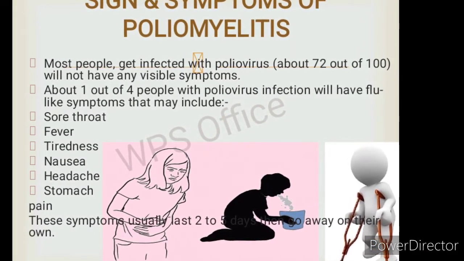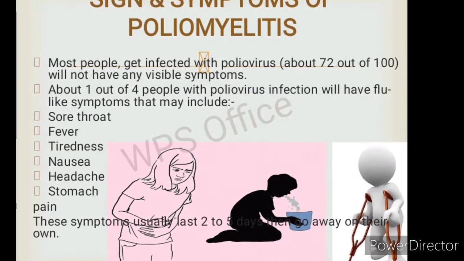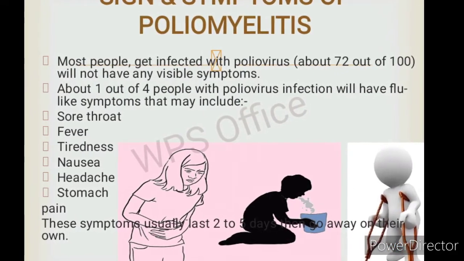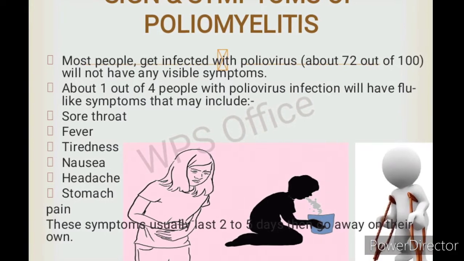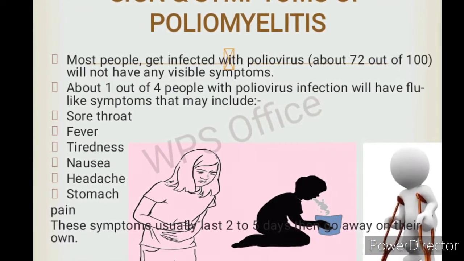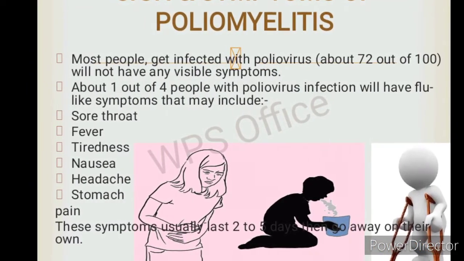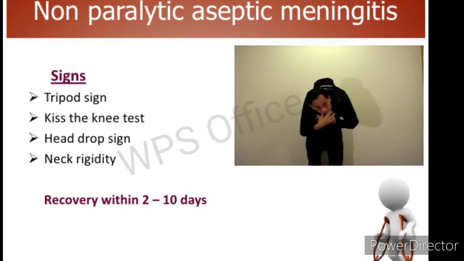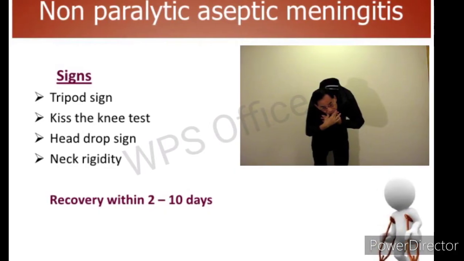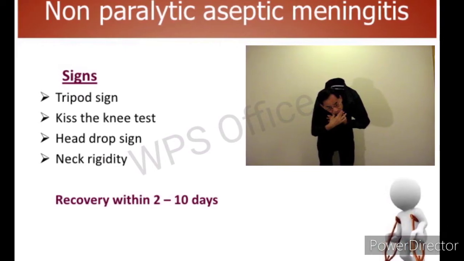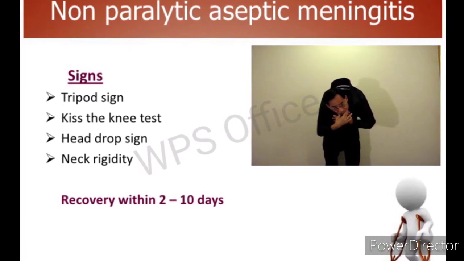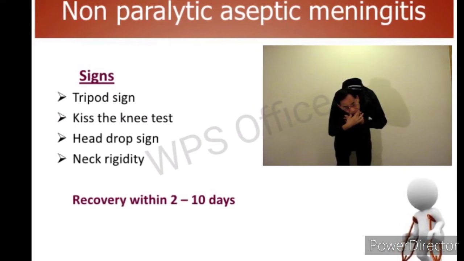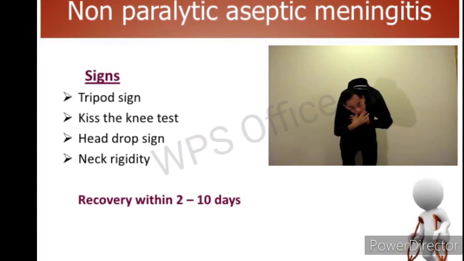1 out of 4 people with poliovirus infection will have flu-like symptoms that may include sore throat, fever, tiredness, nausea, headache, stomach pain. These symptoms usually will last for 2 to 5 days. Then in the non-paralytic aseptic meningitis, the signs are tripod sign, kystenitis, head drop sign, and neck rigidity.